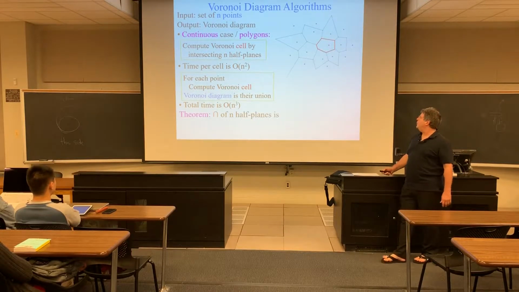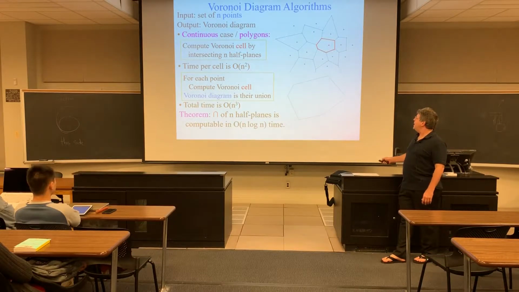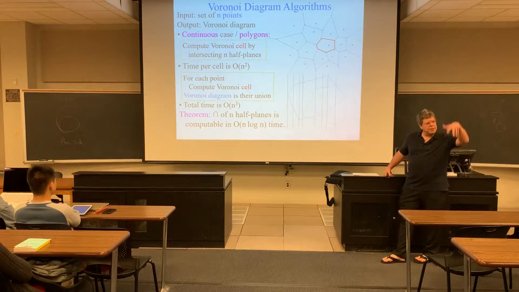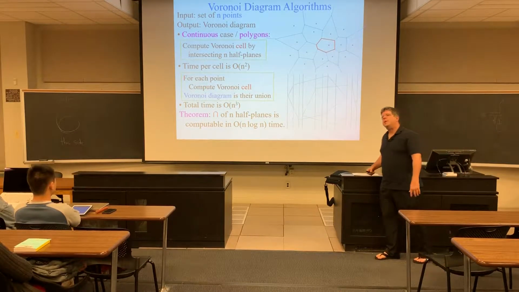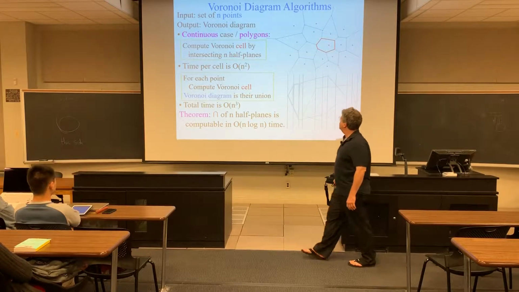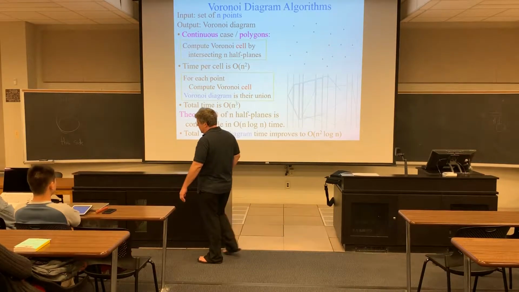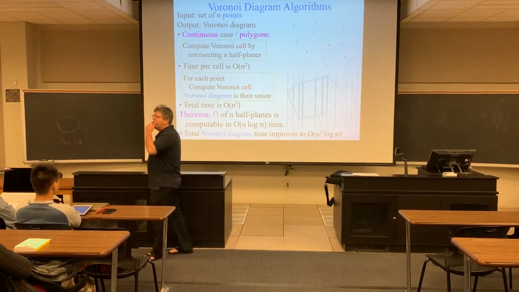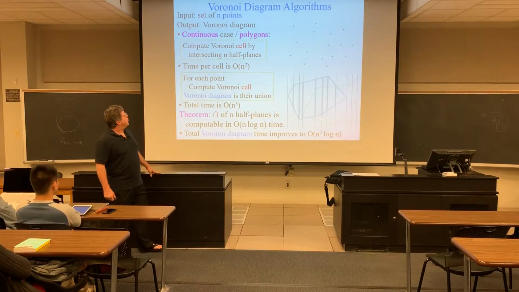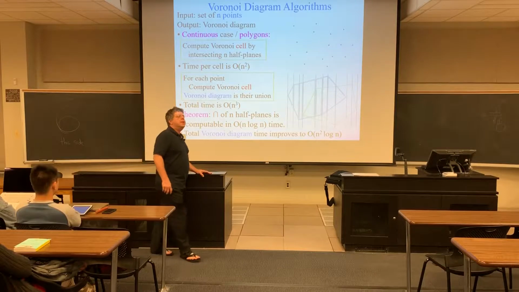But then you can find the intersection of n half spaces in n log n time, right? And we already showed how to do that with the slab method, these strips and the trapezoids and all that, and stitching together the results. Bottom line is this algorithm eventually gets down to n squared log n to compute the entire Voronoi diagram of endpoints.